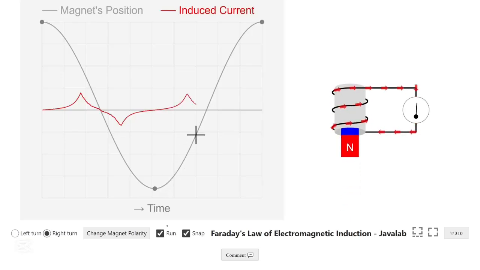In our next class, we'll talk about something called the Lorentz force, and we'll practice some questions on electromagnetism before we call it a wrap.